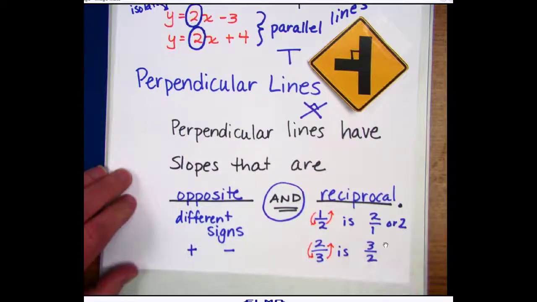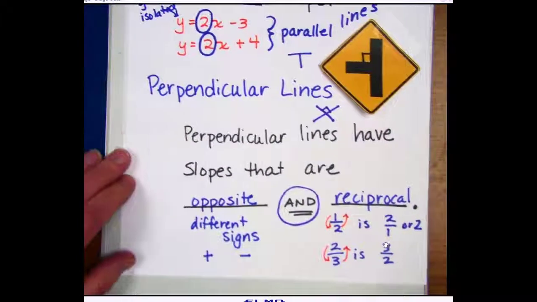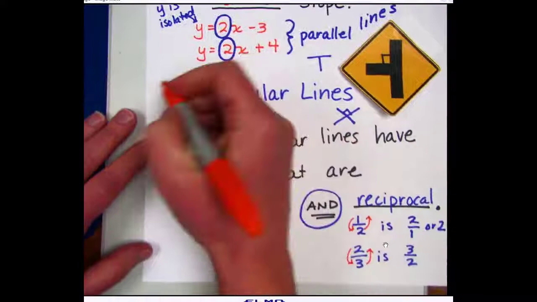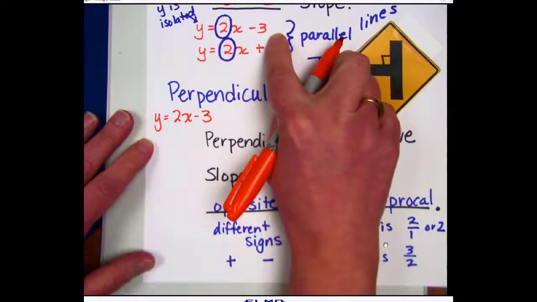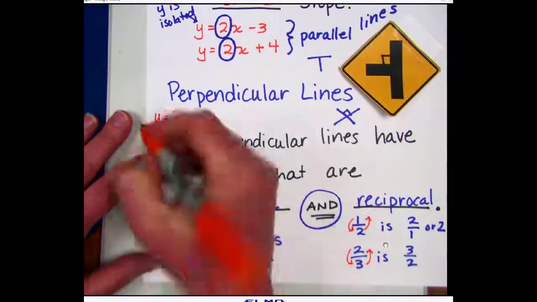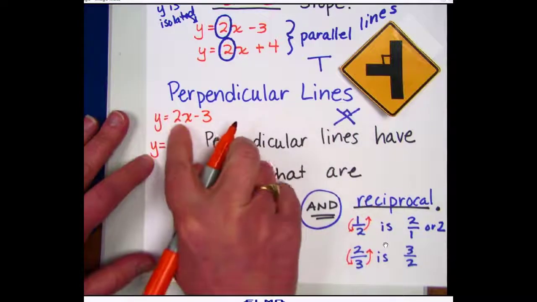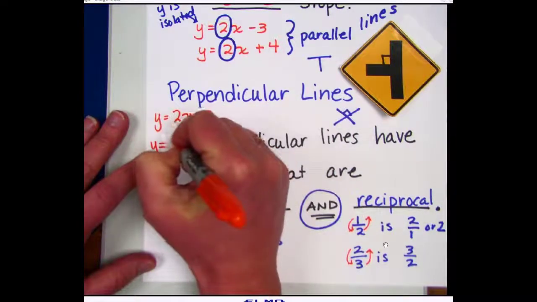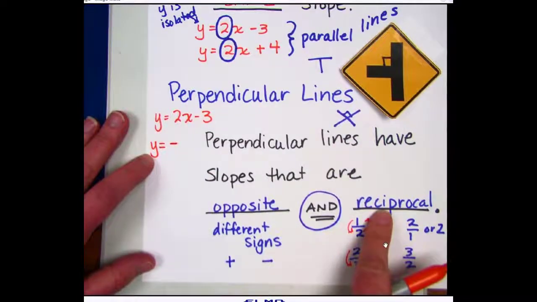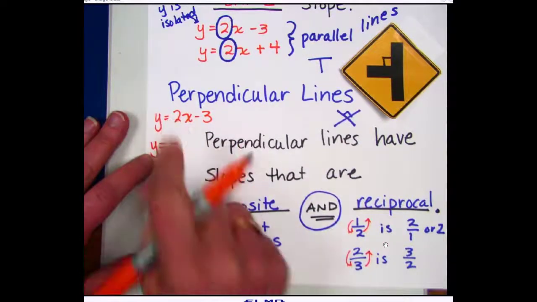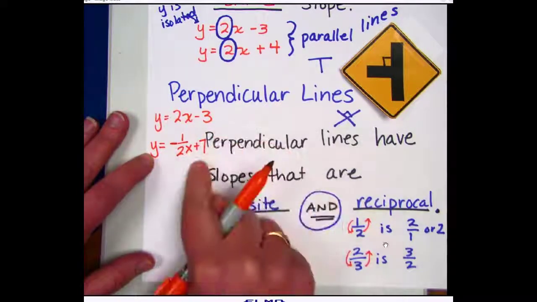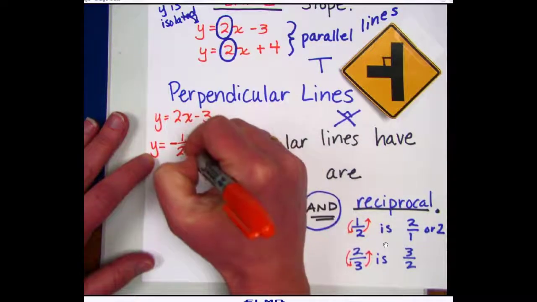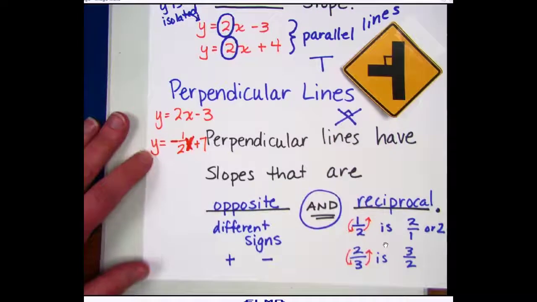So an example of this might be if we had an equation of a line y equals 2x minus 3, like we do here. For it to be perpendicular, my new slope would need to be opposite. Well, this is positive, so it would be negative. And reciprocal. Well, the reciprocal of 2 is 1/2, so it would be minus 1/2 x plus any number we want here. Keep in mind this x is not in the denominator, it's up there.